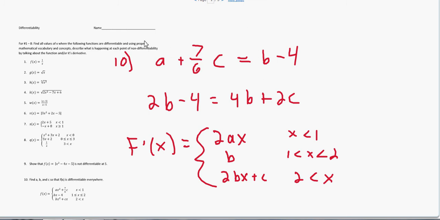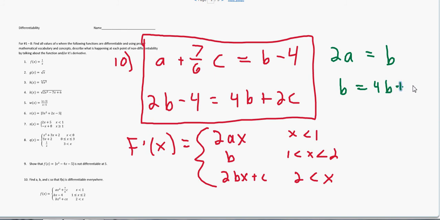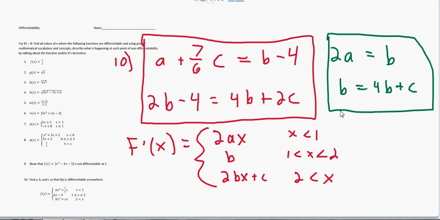So not only do we have these equations right here, we're also going to have, I'll write it in green, that when x is 1, 2a, that's what you get, has to equal b. There's nowhere to plug in x here, that's fine. It's just b. And at 2, b has to equal 4b plus c. Now we've got a bunch of information here. We've got these two equations, we've got the other equations here. Now we can solve some stuff.